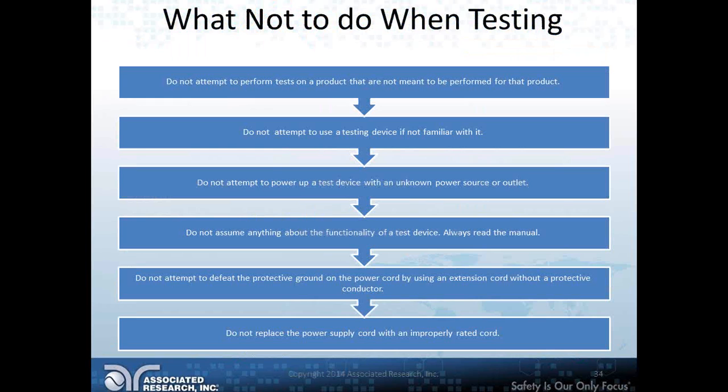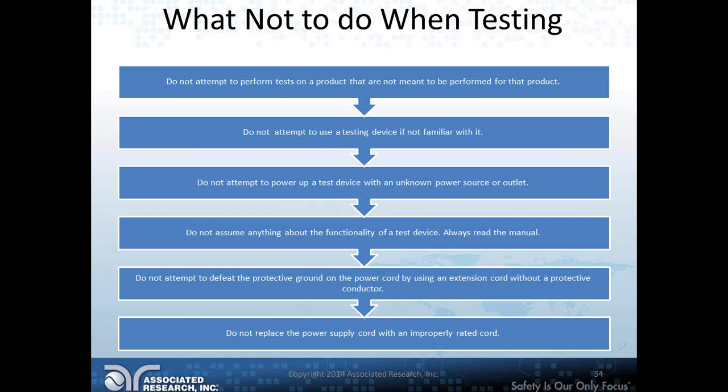So here are some more tips that we're going to share with you when you're performing electrical safety tests. These are things that you should be careful about and should not be doing. Starting with, do not ever attempt to perform tests on a product that are not meant to be performed for that product. Meaning that if you're unsure that a certain test is meant for your product, do not attempt to perform it, because you're not sure if your product is meant for these types of tests.